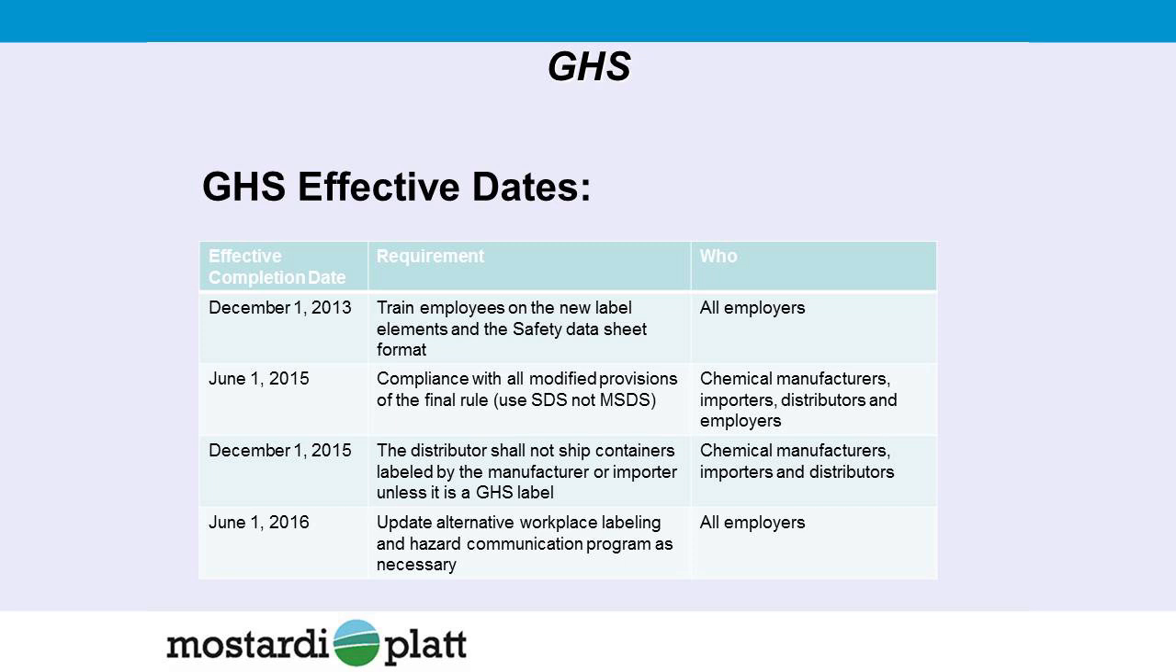And the last one, June 1st, 2016, is the final deadline to update any workplace labeling and hazard communication program. Meaning if you have a written hazard communication program in your facility, everything at that point has to be updated to include all of the new GHS requirements.